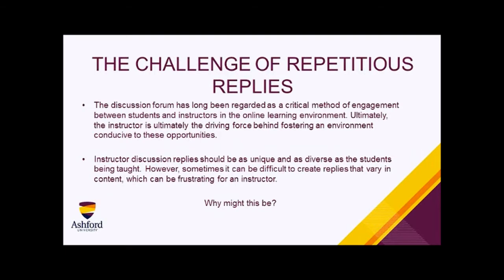So as we all know, the discussion forum is a main way in which we engage with our students in the classroom. It's where we exchange ideas, it's where we stimulate and encourage critical thinking skills, it's where we promote interaction between students and between ourselves and our students, and it's where we as instructors can help foster an environment of learning for our students. Ultimately, we want to make sure that we're providing discussion replies to our students that are unique, but sometimes that might feel a little challenging.